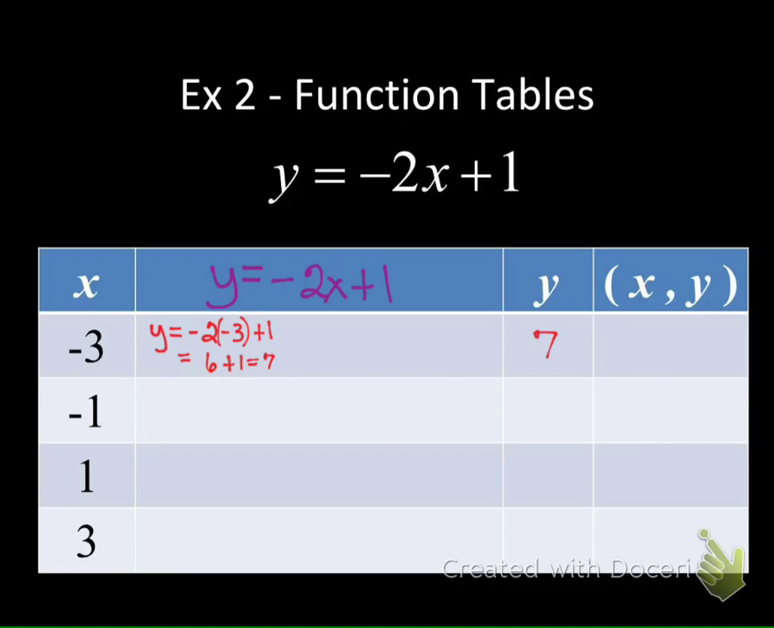So what's my x? Negative 3. And then what goes around them? Parentheses. Are you still having a hard time seeing from there? Okay. All right, moving right along.